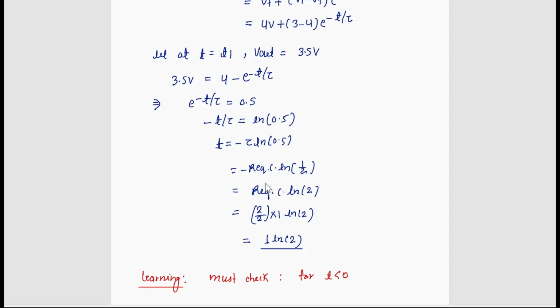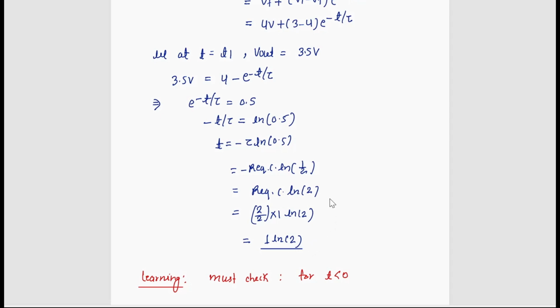What will be the R equivalent? It's R parallel R only, so 2 by 2, that is 1 kilo ohm. So it will come to 1 ln 2. There was a mistake in the units, but this one option is correct, 1 ln 2.